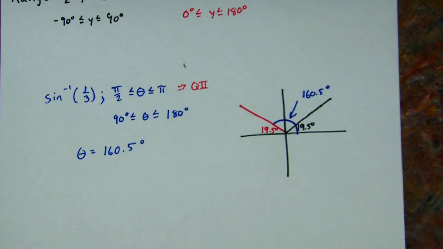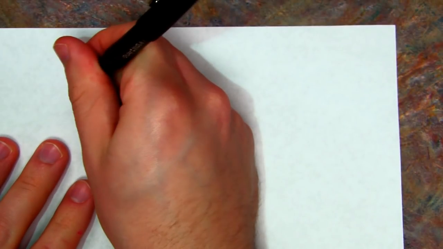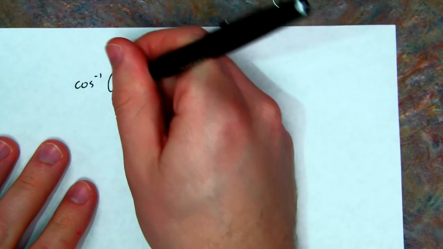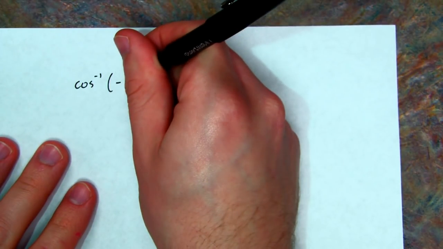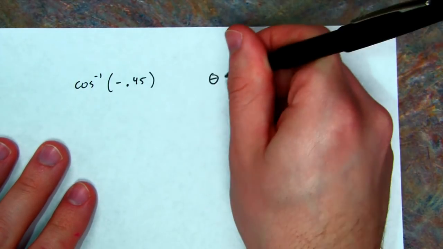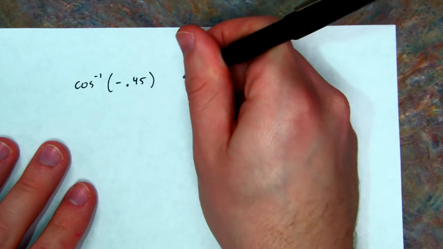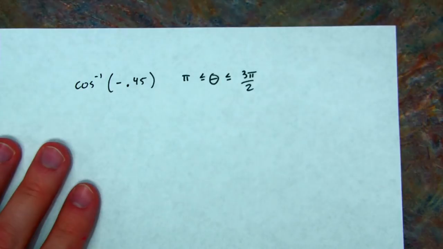Okay, let's try another example. So let's say I'm asked to find, let's say I have cosine inverse of, let's say, negative 0.45, and I'm asked to find an angle that is between pi and 3 pi over 2.